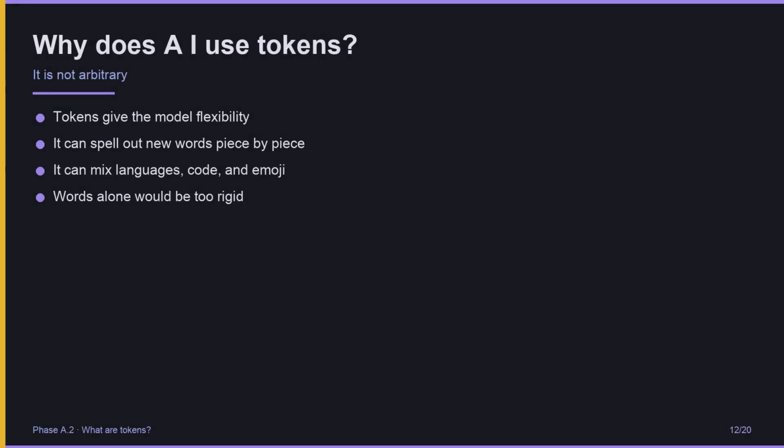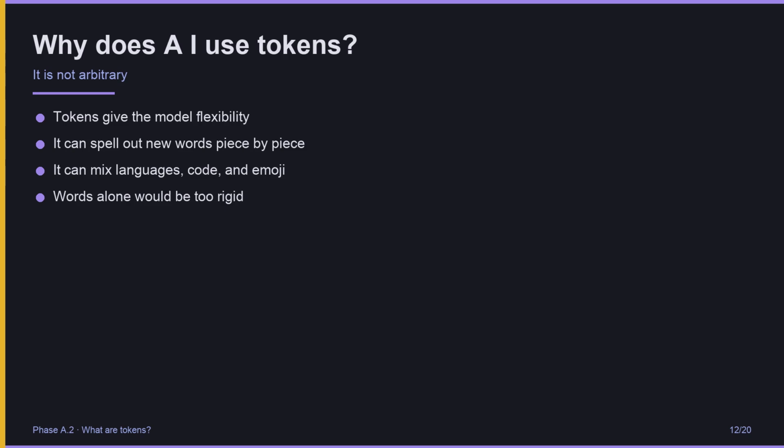Why does AI use tokens at all? It is not arbitrary. Tokens give the model flexibility. With tokens, the model can spell out a word it has never seen, just by combining pieces it does know. It can mix languages, switch to code, drop in an emoji, all in the same stream.